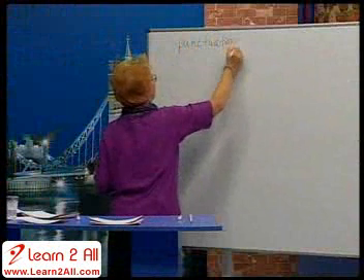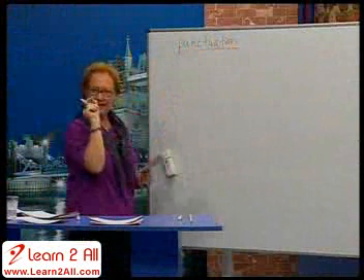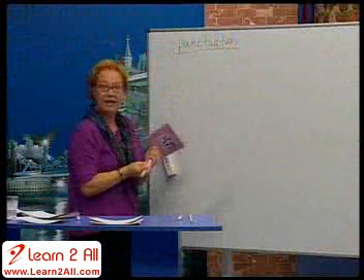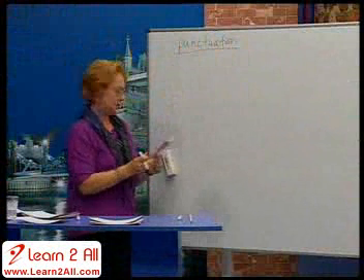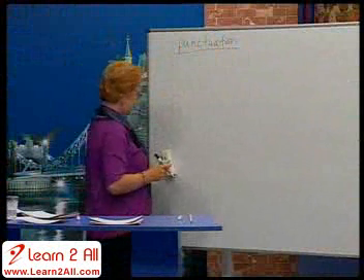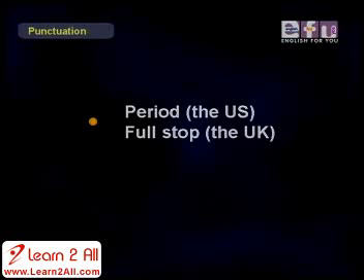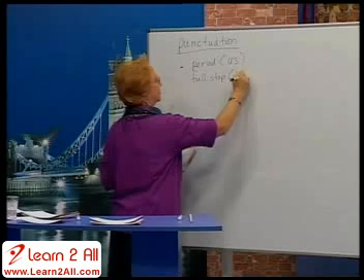Punctuation. These are the little marks that we use in writing. And these are the names in English. This is the period. This is what we say in the US and Canada. In the UK, it's called the full stop.